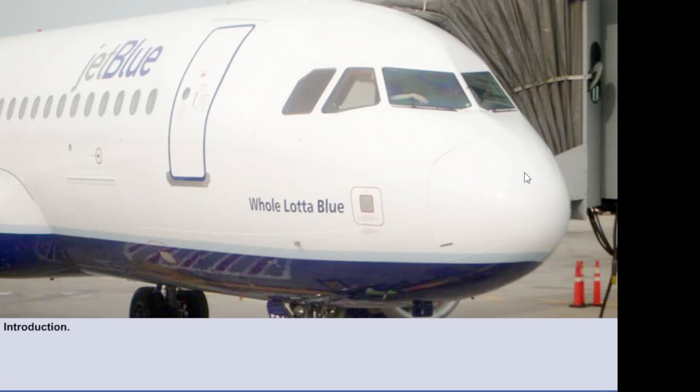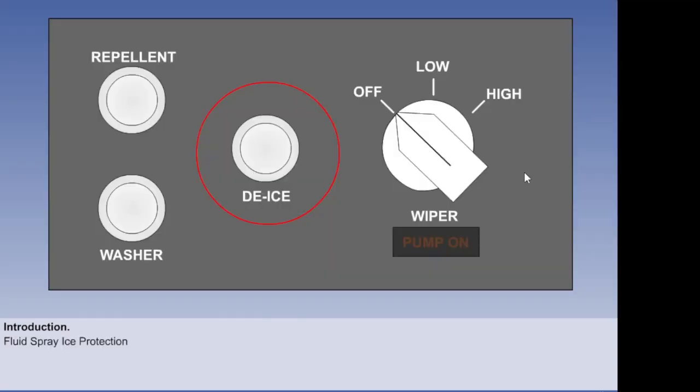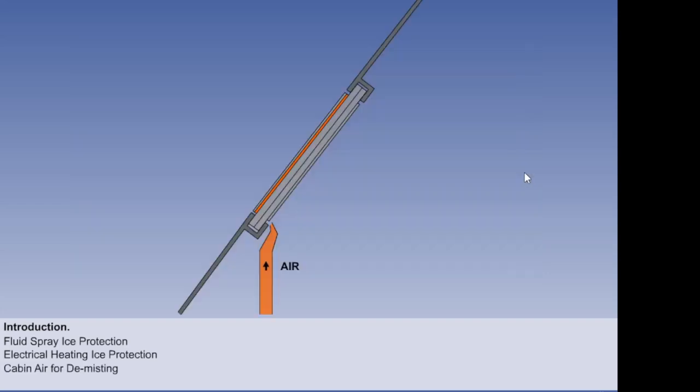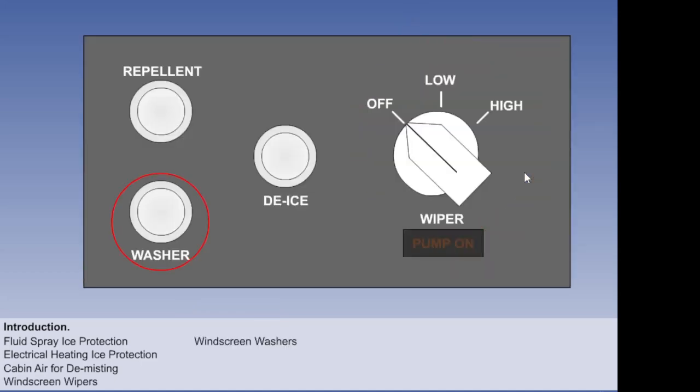In this lesson, we will look at the various ice and rain protection systems available for aircraft windscreens. Windscreens are protected from icing by fluid sprays or by electrical heating. Cabin air may also be blown across them for demisting. Wipers and washers are also provided. And on some aircraft, these may be assisted by the use of rain repellent systems. We will now look at these systems in more detail.